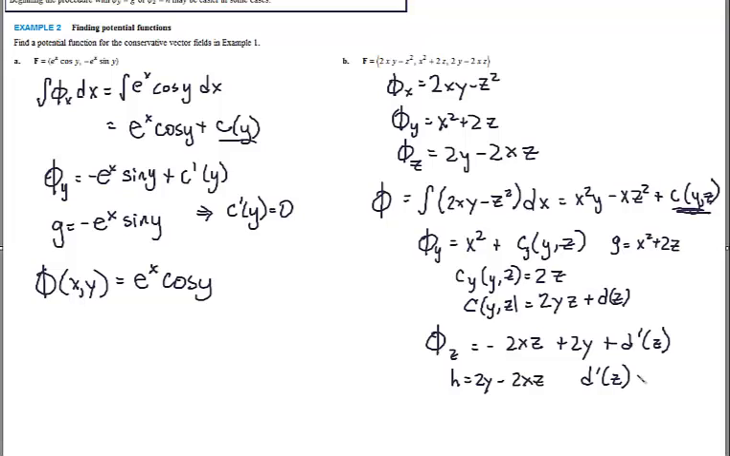d prime of z equals 0, or in other words, d of z is some real number which we're going to make to be 0. This ends up with phi being equal to x squared y minus 2xz squared plus 2yz, because I let that d of z be 0.